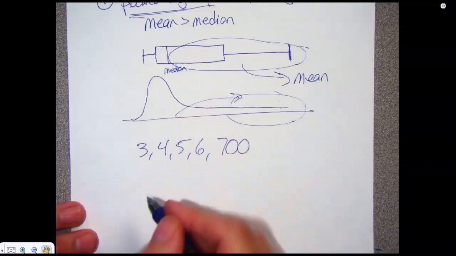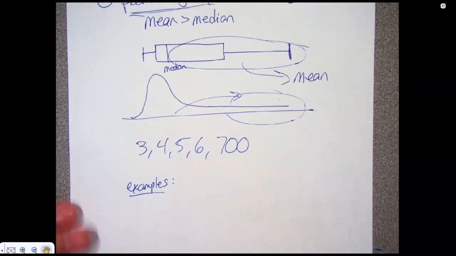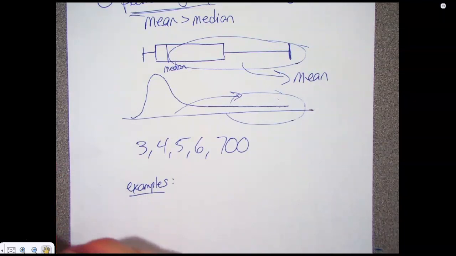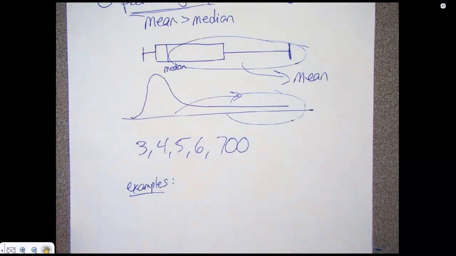Let's talk about a couple of real life examples of this. Anybody got one? I should probably do one first before I ask you. So the most common, I think easiest to understand, is people's income in the United States. Because you can't go lower than 0, so you can't be really extreme in the negative direction.